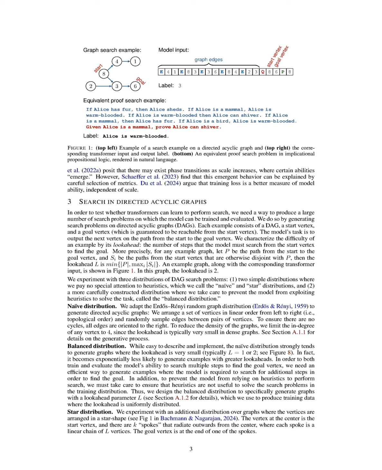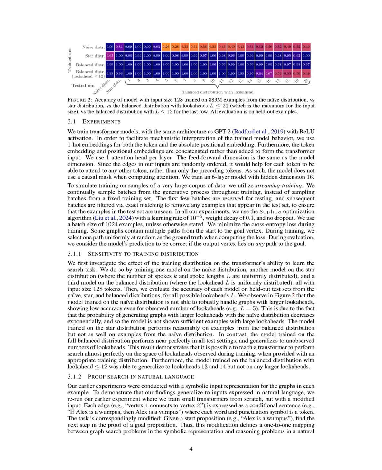To validate and test our method, we employed a systematic experimental design involving 3 distinct distributions of directed acyclic graphs, DAGs: naive, star, and balanced distributions. We trained transformer models on these distributions, ensuring that the balanced distribution specifically prevented the model from relying on heuristics, thus allowing us to evaluate its ability to learn robust search algorithms. The effectiveness of our approach was demonstrated by measuring the model's accuracy on held-out test sets from each distribution, particularly noting that the model trained on the balanced distribution achieved near-perfect accuracy across various look-ahead parameters.